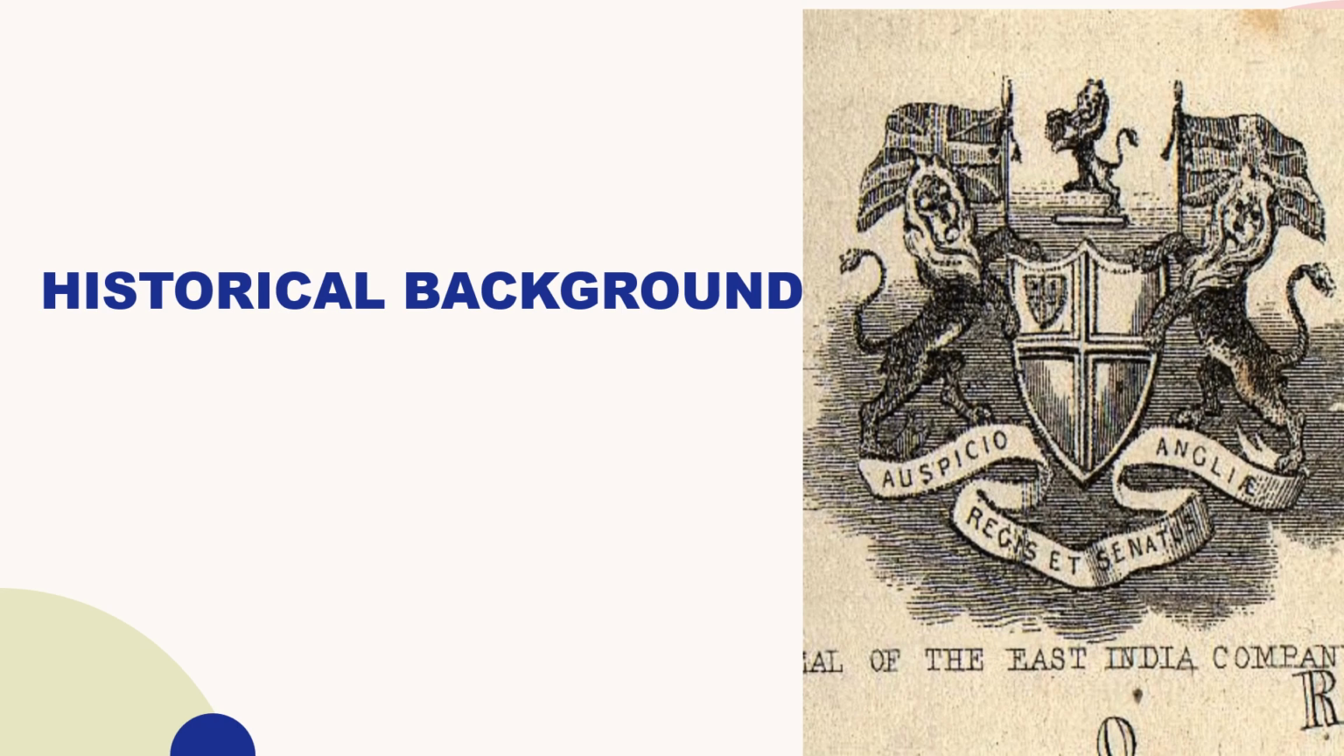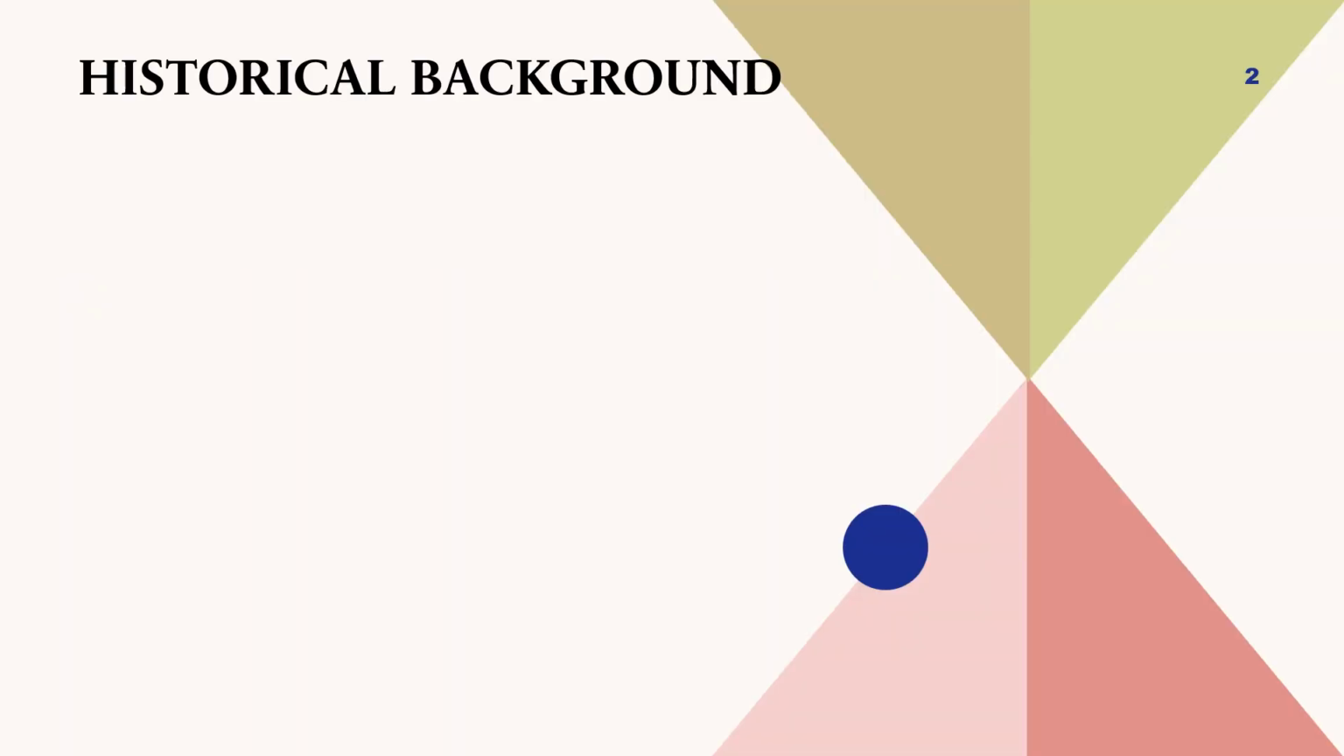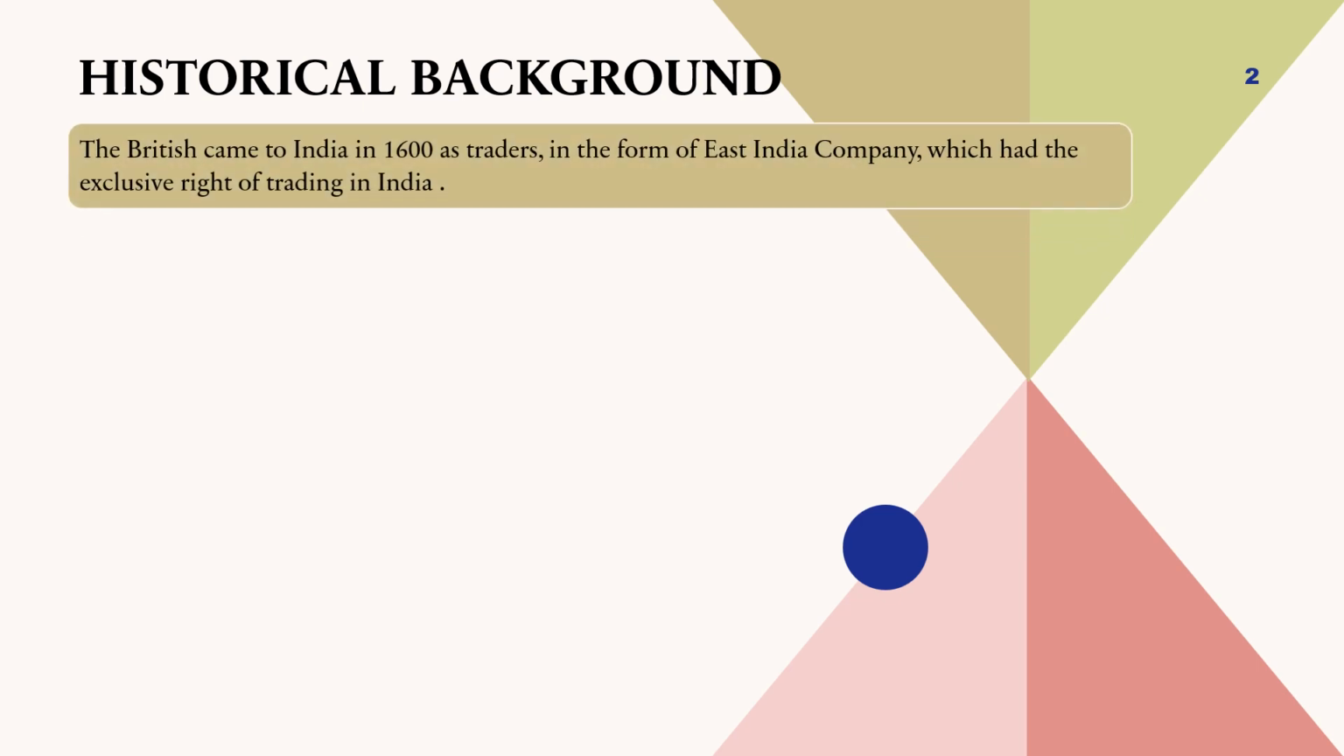In this section, we are discussing the historical background of our constitution. The British came to India as traders in the form of the English East India Company, and they had the exclusive right to trade with India. Queen Elizabeth gave this exclusive right to the English East India Company only.